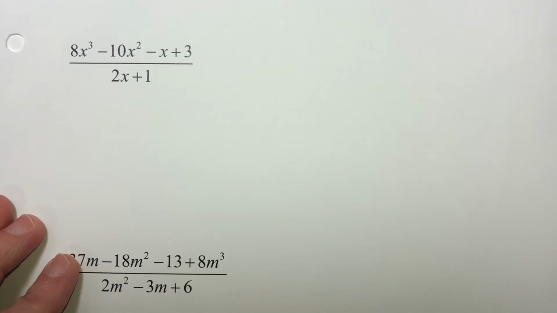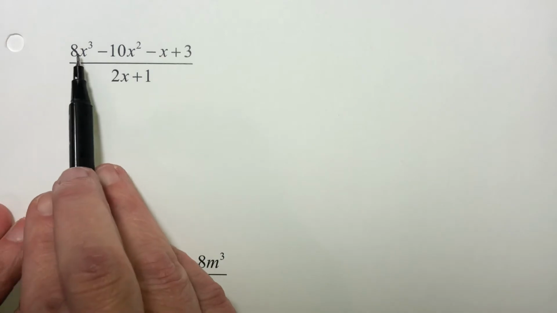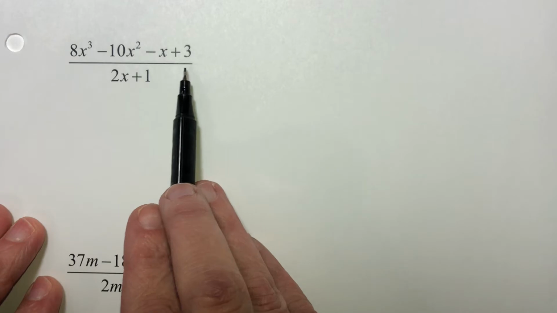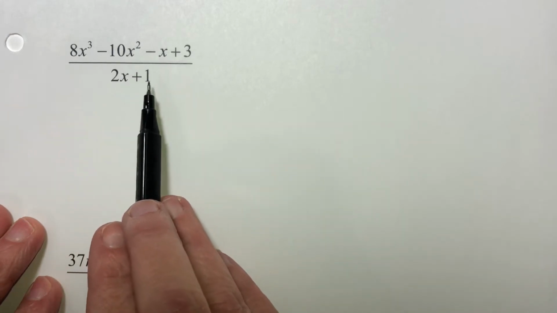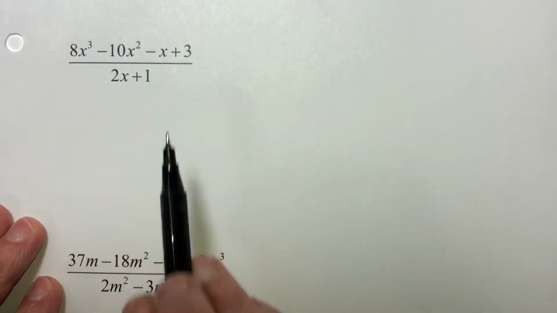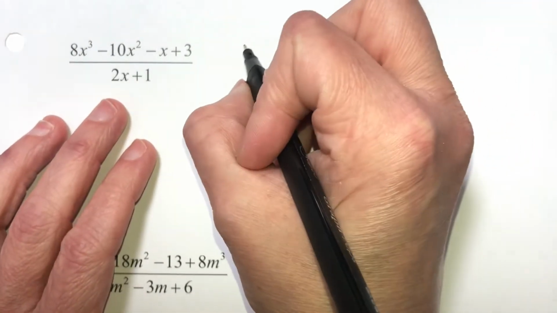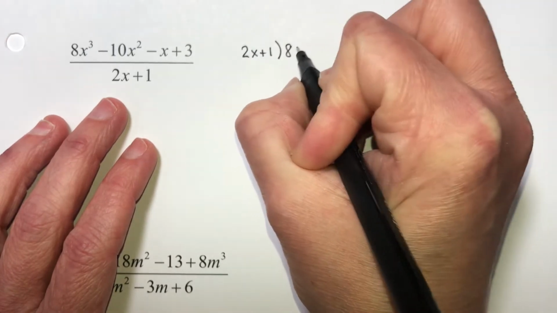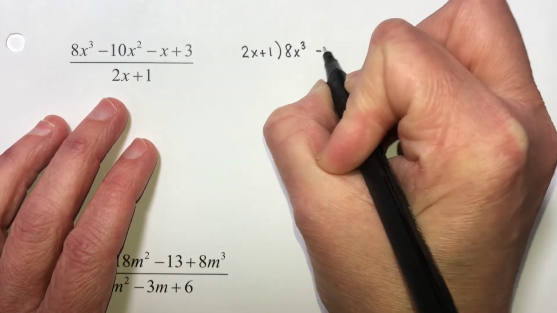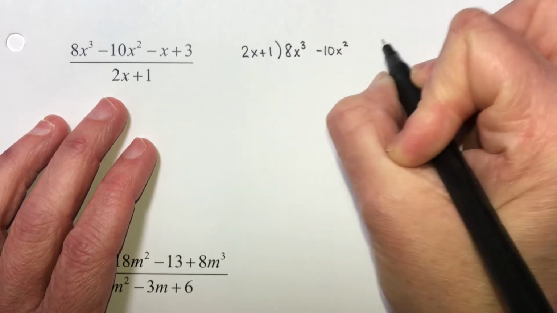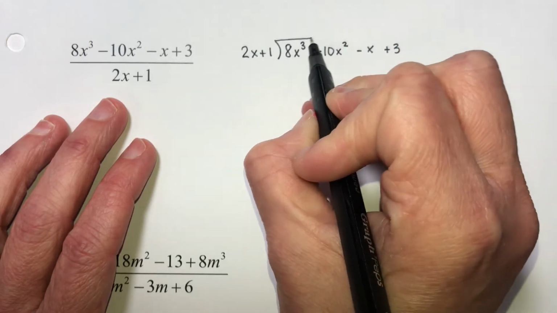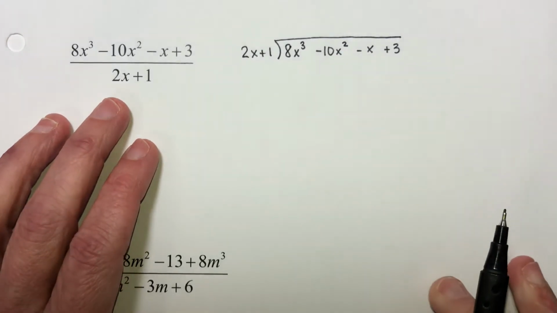Okay, so let's check to make sure that everything is in order and everything is there. So I have my cube, my square, my first power, my constant, it's in order. My first power and a constant, so that's good as well. So let's write 2x plus 1 divided into 8x cubed minus 10x squared minus x plus 3. Again, I'm really exaggerating the distance between those values.